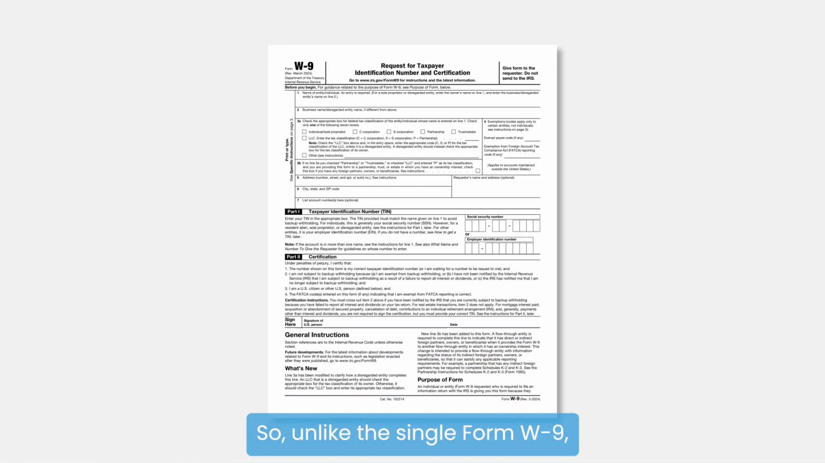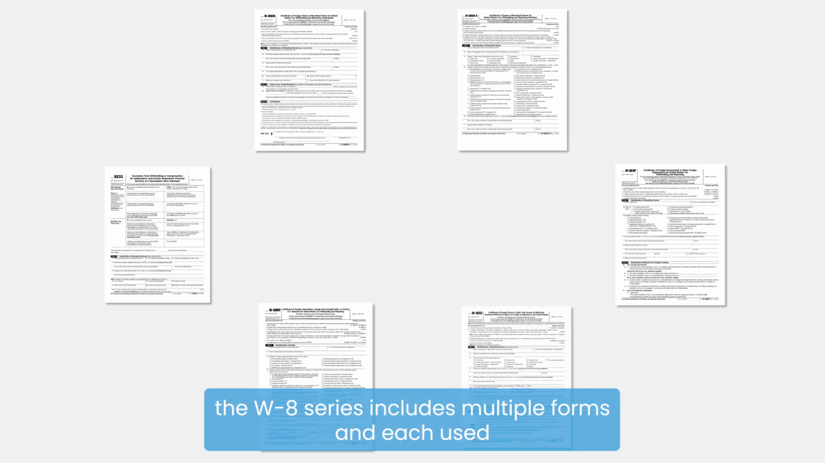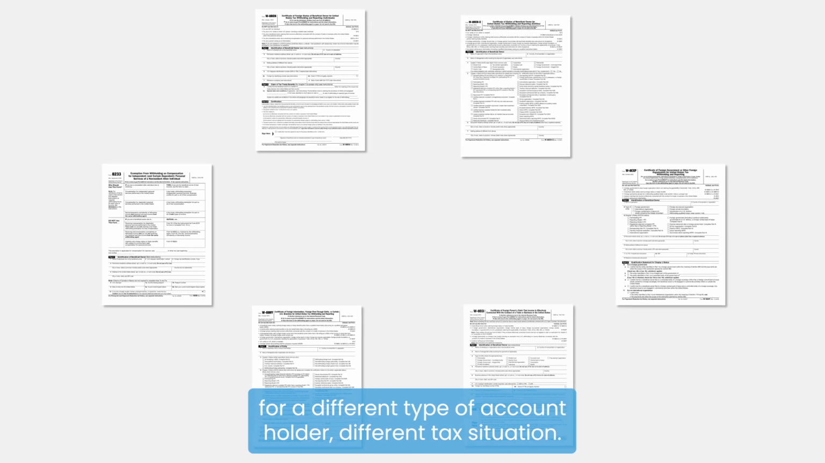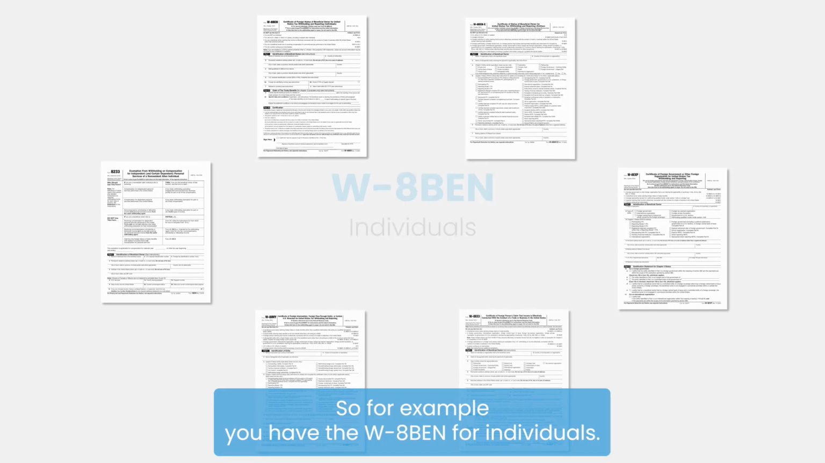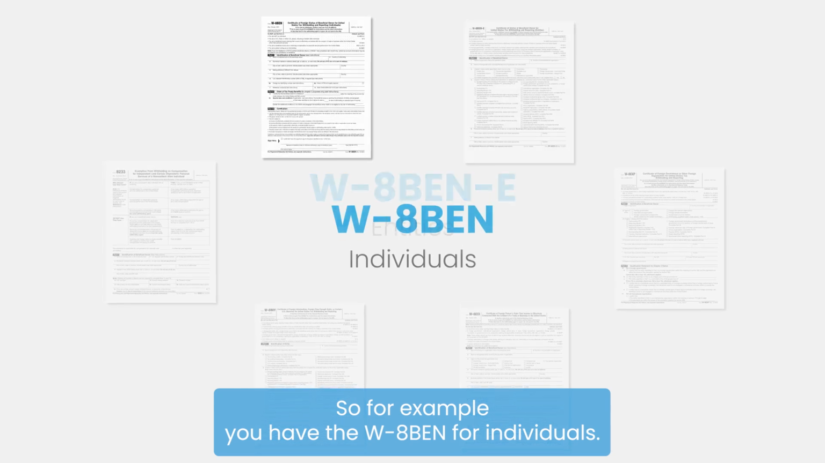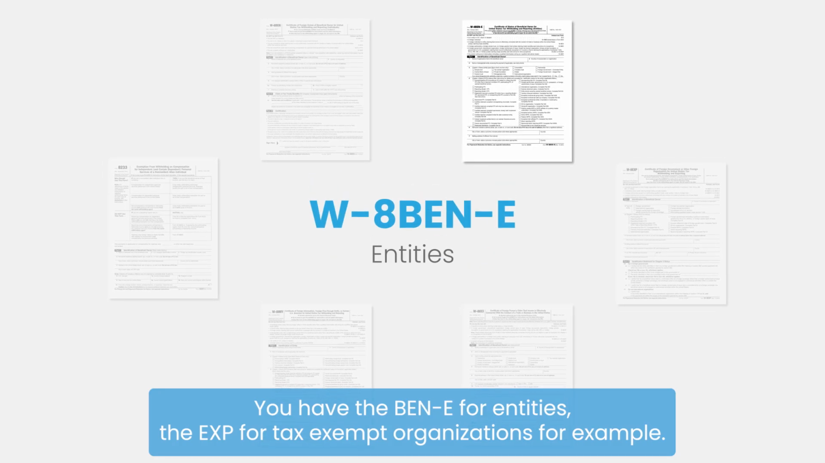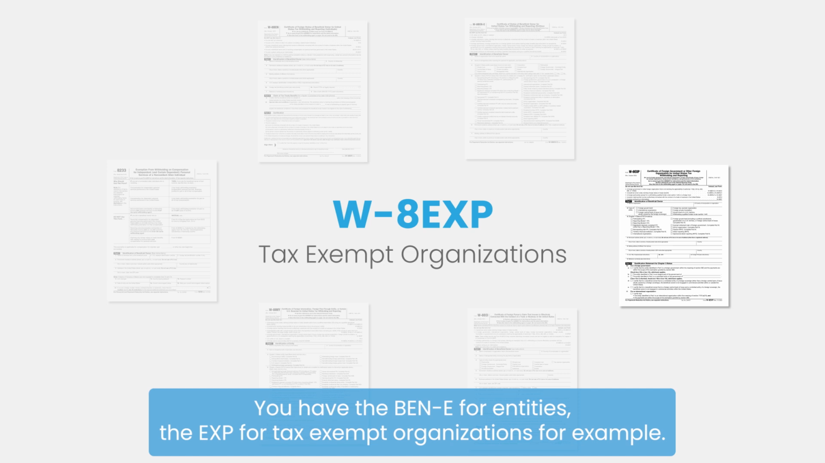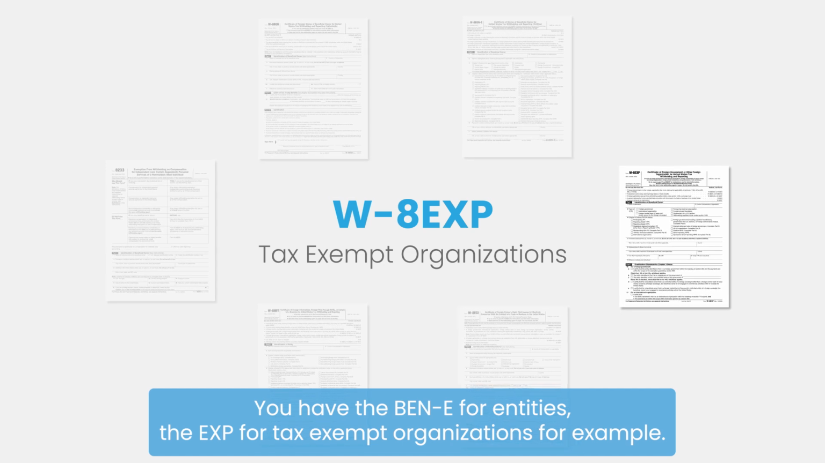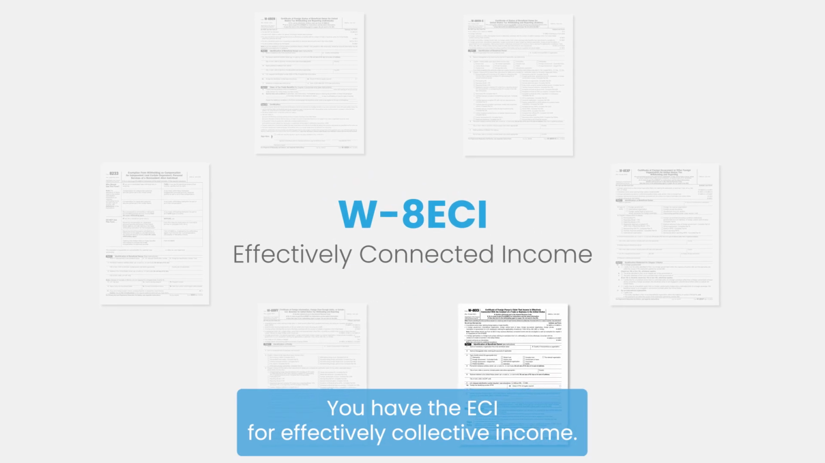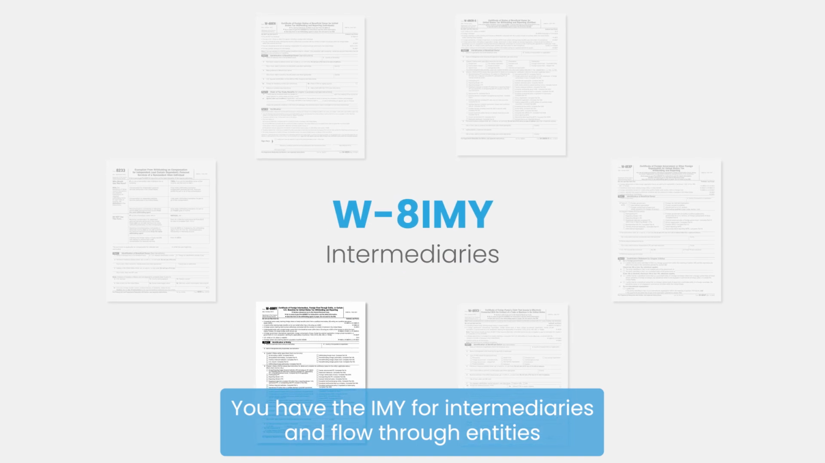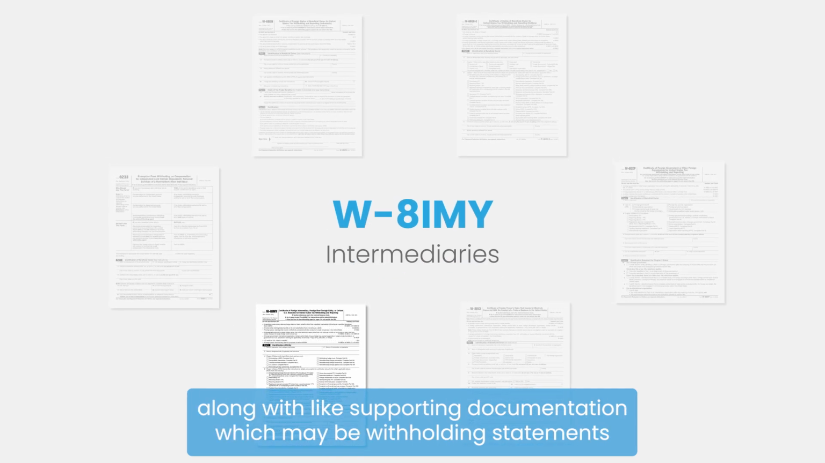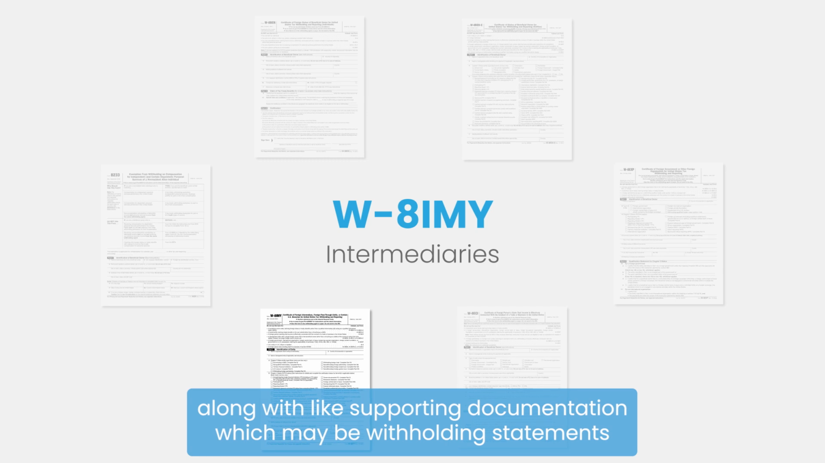So, unlike the single form W-9, the W-8 series includes multiple forms, and each is used for a different type of account holder or a different tax situation. For example, you have the W-8BEN for individuals, the W-8BEN-E for entities, the W-8EXP for tax-exempt organizations, the W-8ECI for effectively connected income, and the W-8IMY for intermediaries and flow-through entities, along with supporting documentation, which may be withholding statements.